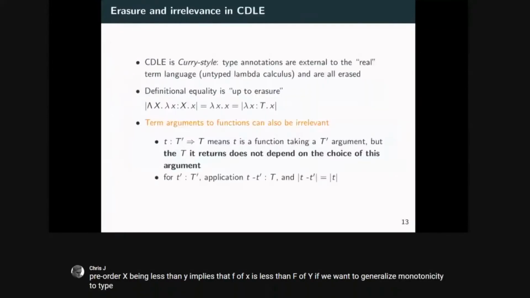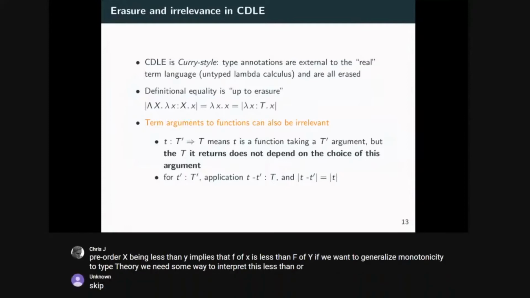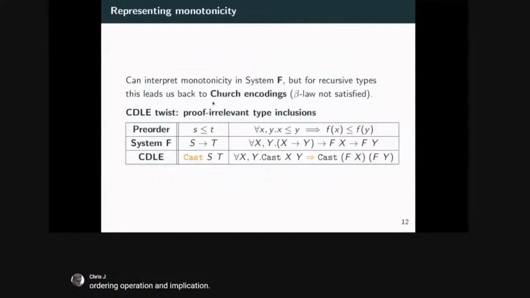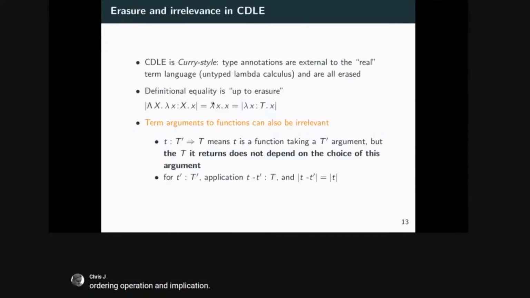So let's talk about this notion of erasure and proof-irrelevance. Again, Cedille is Curry style. Type annotations are external to the real term language, which philosophically we view as the untyped lambda calculus, and so all of these are erased. Indeed, definitional equality is defined up to erasure. So this polymorphic identity function on the left-hand side and this identity function on T on the right-hand side both erase away to the untyped lambda calculus term λx.x.